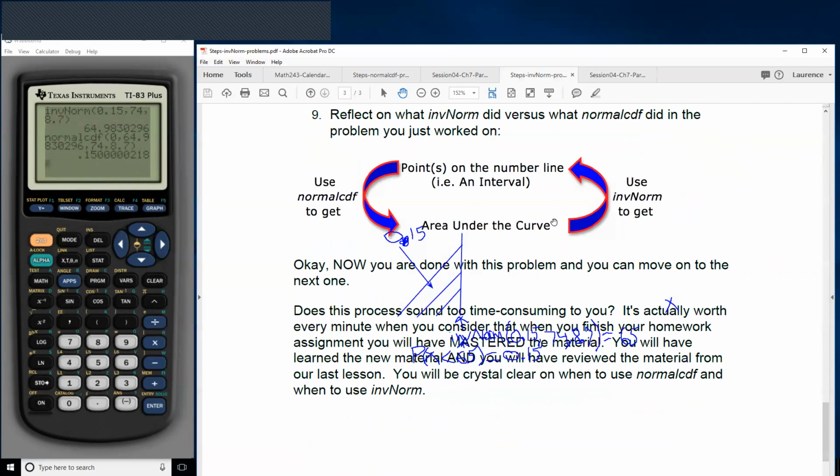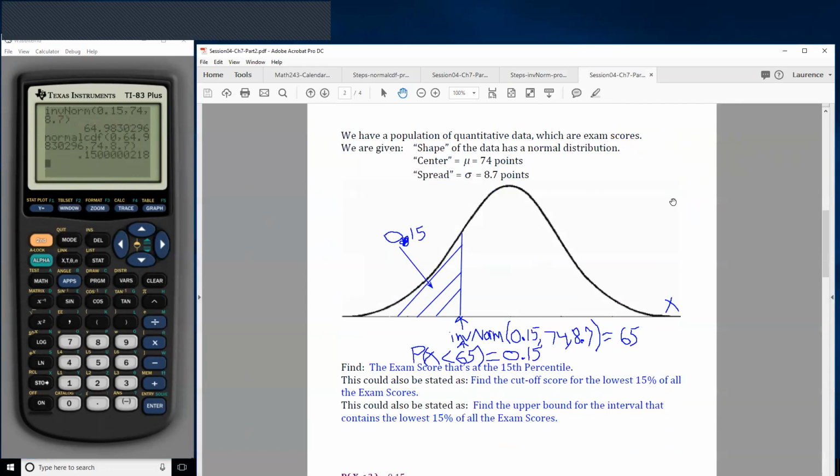Because if I took the interval, I was able to use normal CDF to get the area under the curve. I could take the area under the curve, use inverse norm to get the interval, and do it again and again and again, and go on forever and ever, going back and forth, back and forth. All right? So that's the recommendation of the steps to do on every one of these.